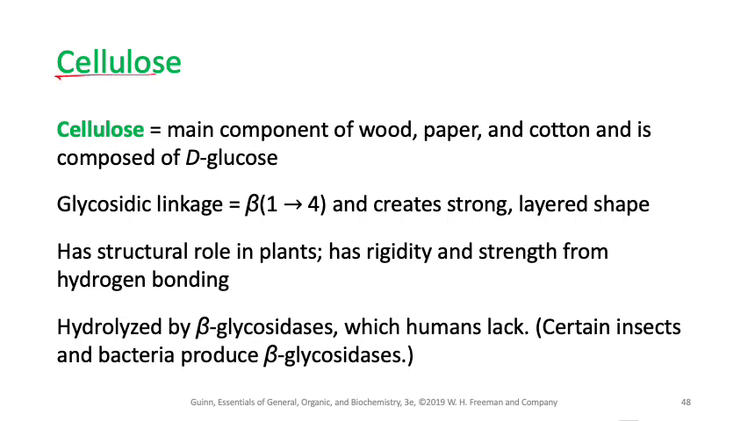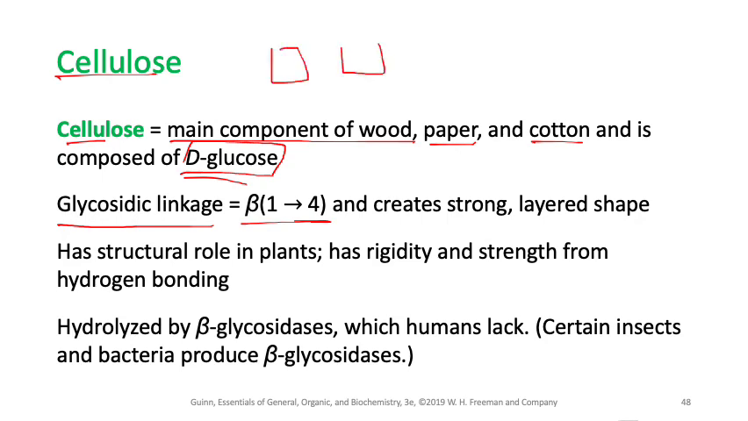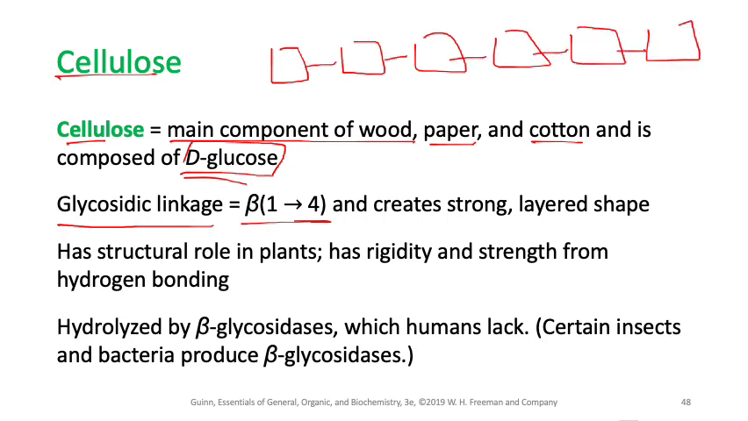Then we have the last one, which is cellulose, a polysaccharide. Cellulose, as we know, is the main component of wood. You can find this in wood, paper, and cotton, and it's made up of the monosaccharide glucose. And cellulose, as we already discussed, is made up of D-glucose, and it has a glycosidic linkage beta 1,4. So that means if you have glucose molecules, these are the glucose monosaccharides, and the kind of bonding you have between them is beta 1,4.